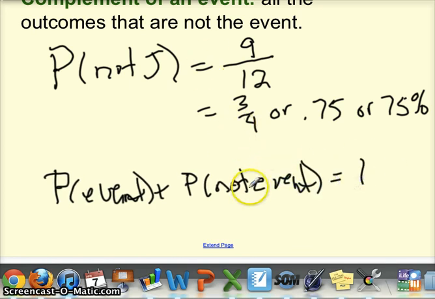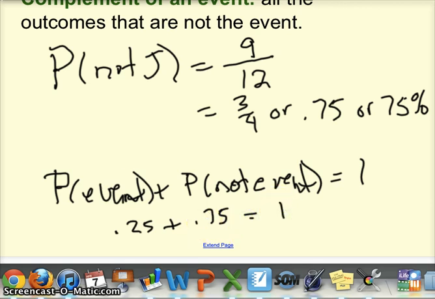And I can prove that right now. Notice that we reported the probability of J was equal to 0.25, and I'm just going to use the decimal form. And the probability of not J was 0.75. So if I add those up all together, I do get a total of 1.